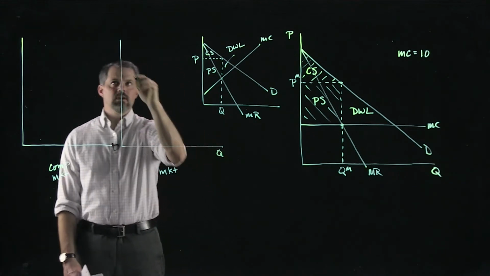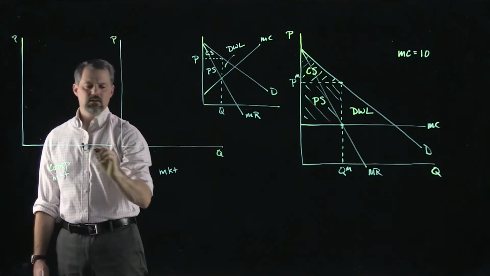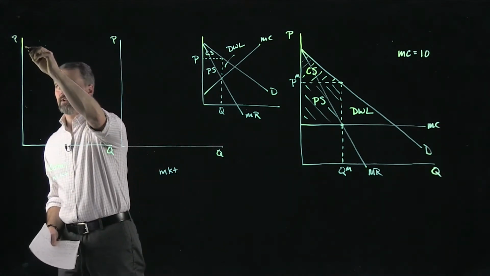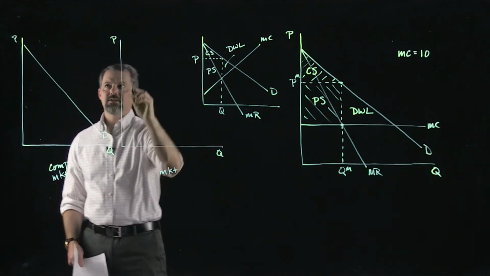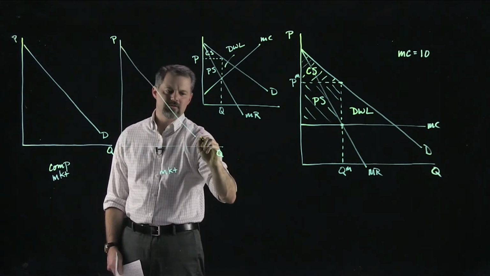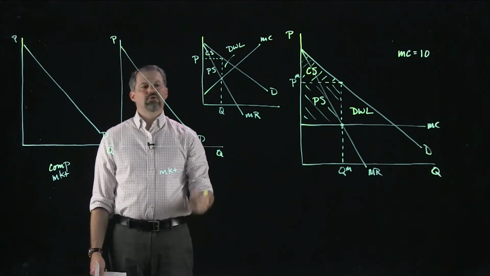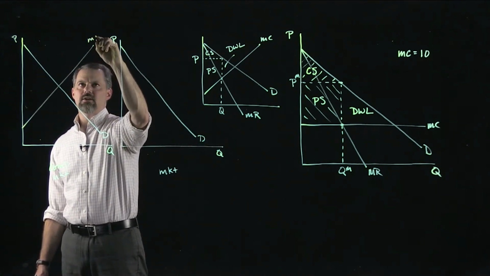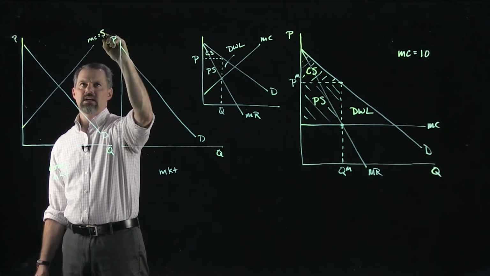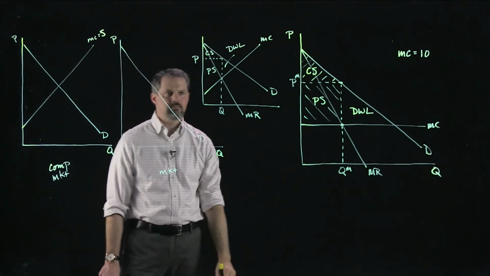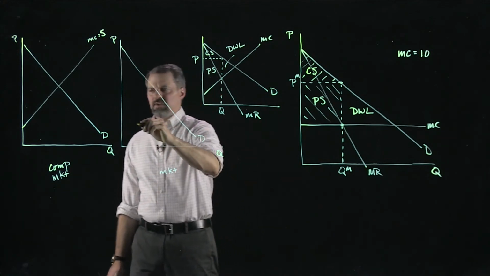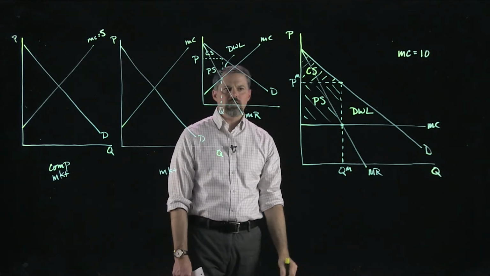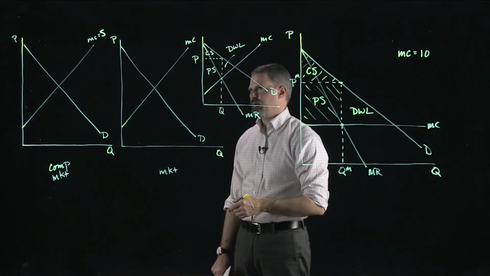So here's Q, here's P, Q. Let's draw our market demand curve over here. There's our demand curve. And let's draw the same market demand curve over here. There's our demand curve. Let's draw our marginal cost curve in each picture. Now, over in this picture, the marginal cost curve would also be the supply curve. We would label it S as a supply curve. Over here, we would not label it S, but it would still be the marginal cost curve. So it would look the same in each picture.